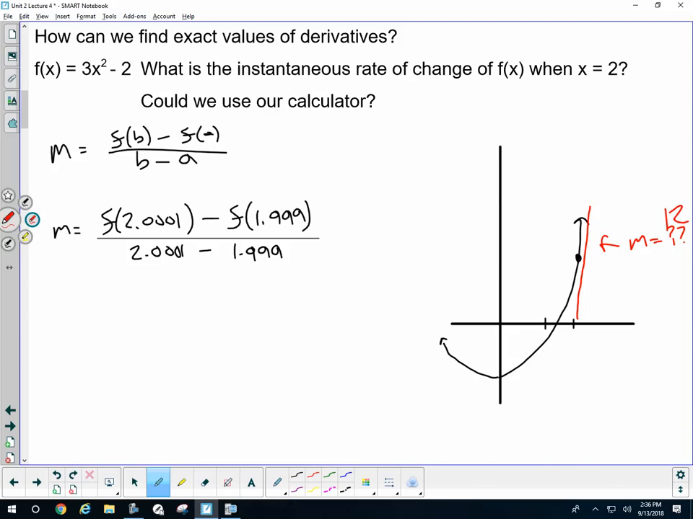Fantastic. You guys can find tangent slopes. All right, we're done. And go home now. You don't have to learn anything more. We're good. I'm kidding.